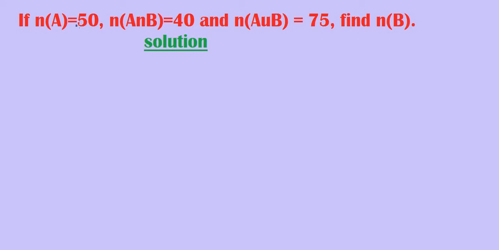If the number of A is 50, the number of A intersection B is 40, and the number of A union B is equal to 75, then we are required to find the number of B. So first of all, we are going to write the formula.